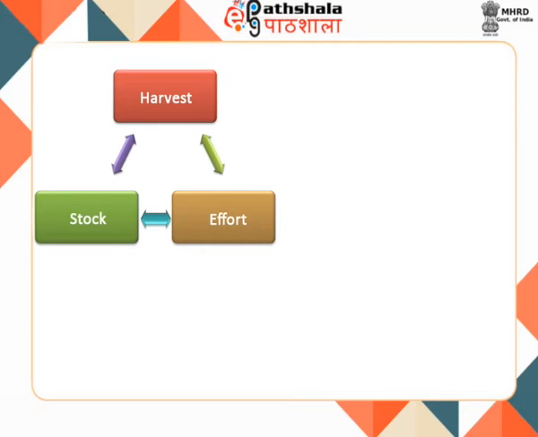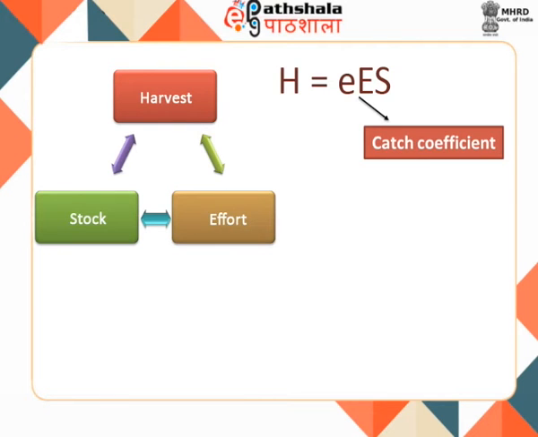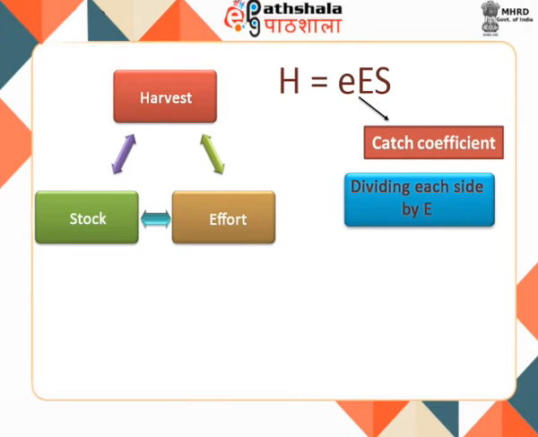One very simple form appears to be a good approximation to actual relationships and is given by H equals E times effort times stock, where E is a constant number, often called the catch coefficient. Dividing each side by E, we have H by effort equals E times stock, which says that the quantity harvested per unit effort is equal to some multiple E of the stock size.